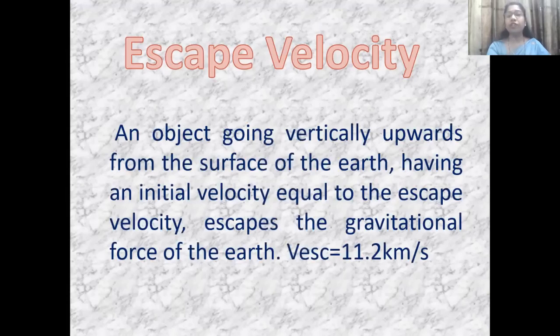So when an object goes vertically upwards from the surface of the Earth, having an initial velocity equal to the escape velocity, so that it escapes the gravitational force of the Earth, then it is called the escape velocity. So what is the escape velocity of Earth? Here it is 11.2 kilometers per second. Thus we have finished the concepts which are very important in this chapter.